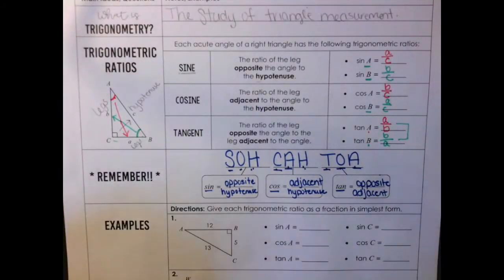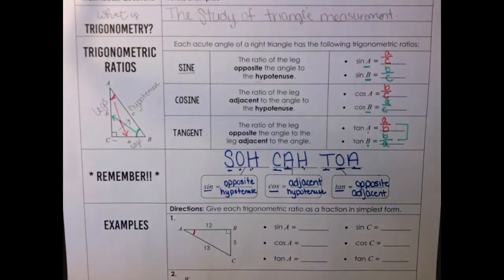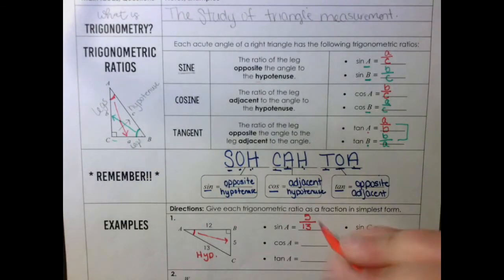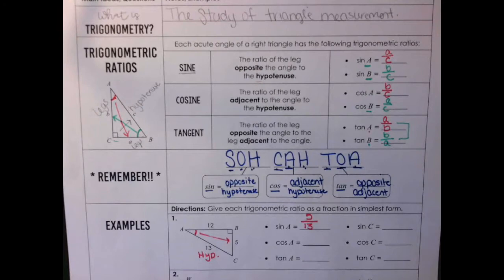So I am given triangle ABC, and I need to find my ratios. So first, looking at sine of angle A. Sine, I know, is opposite over hypotenuse. So my ratio for this is going to be my opposite side, or leg. Opposite of A is going to be 5 over my hypotenuse. Hypotenuse is always across from your right angle, so I can already label this as hypotenuse. So over 13. 5 over 13 is the simplest form for that. We cannot divide both of those numbers by anything.